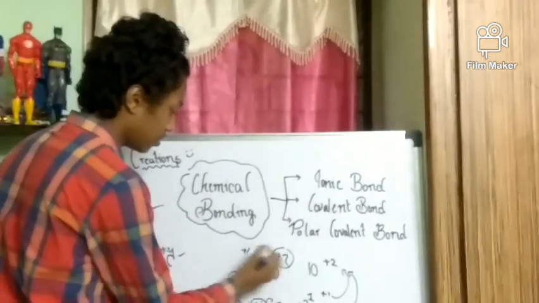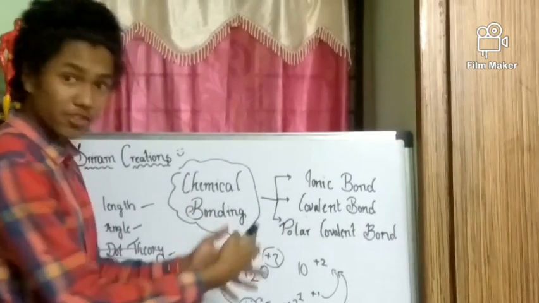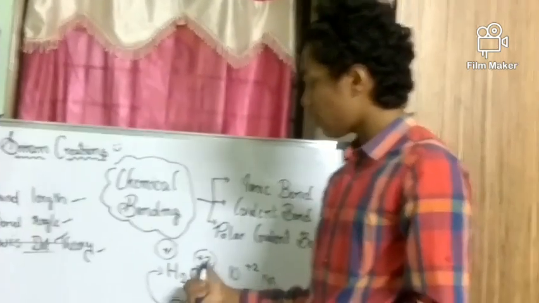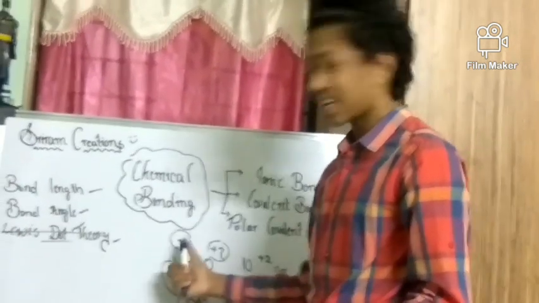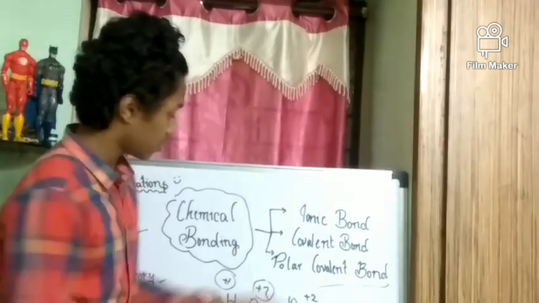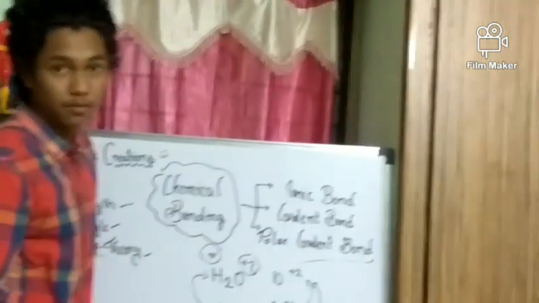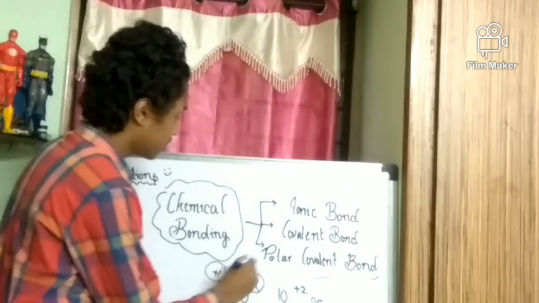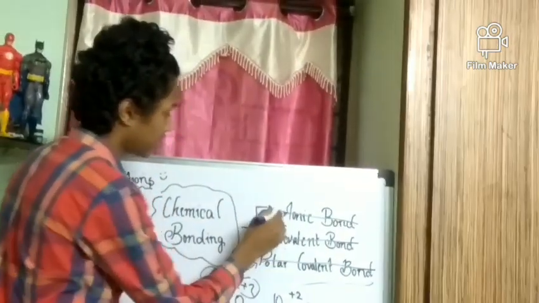Now this is plus 2, this is plus 1. It is mutual sharing, but it is not equal. This one is gaining more electrons, and this is gaining just 1 electron. That is when polar covalent bonds arise. So this is what a polar covalent bond is. This one is done, covalent bond is done, ionic bond is done.